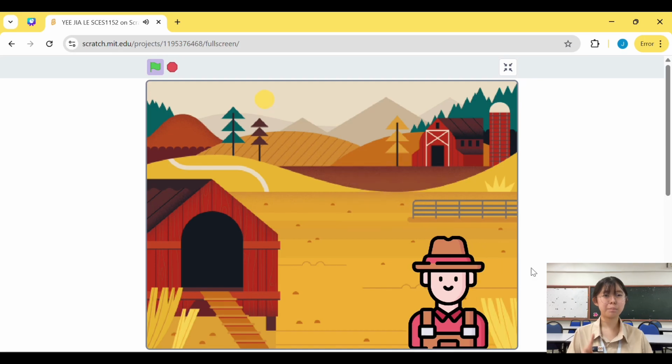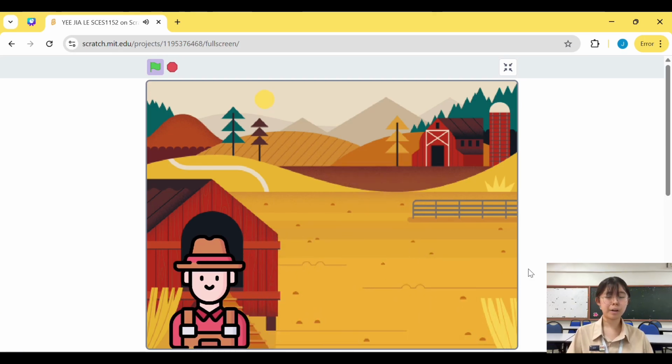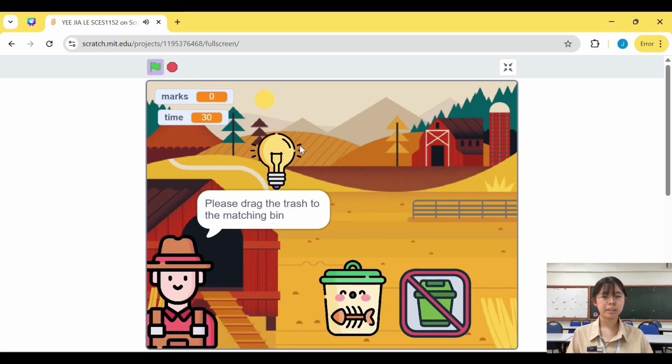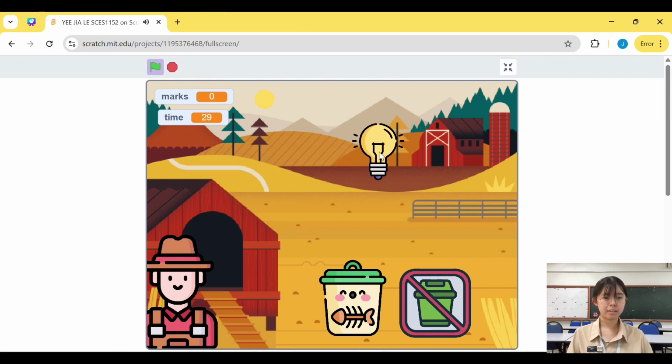This is game 2 about biodegradable and non-biodegradable waste. And this is a drag and drop game. So the bug is non-biodegradable, so we must put it into the correct bin. And this is food, leftover food. And this is the mark, and this is the time. When time's up, we will continue to storyline 3.